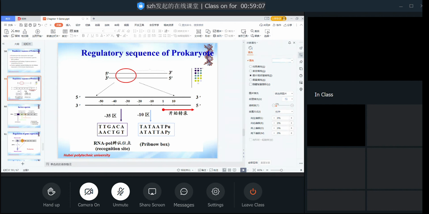In prokaryotic organisms, you can find this kind of sequence located in about the negative 10 region, so we call it the negative 10 region. You can see the composition is TATA, so this sequence also gets another name, the TATA box. This sequence was first found by Pribnow, the scientist.